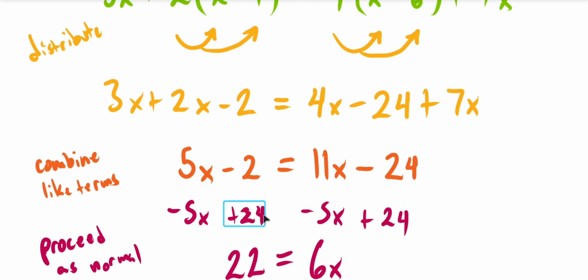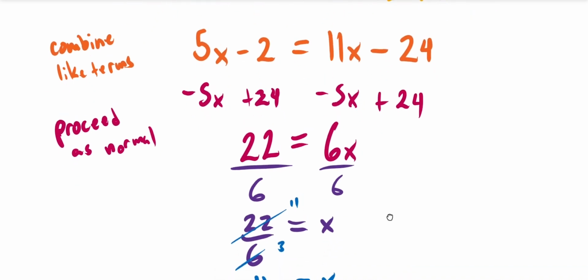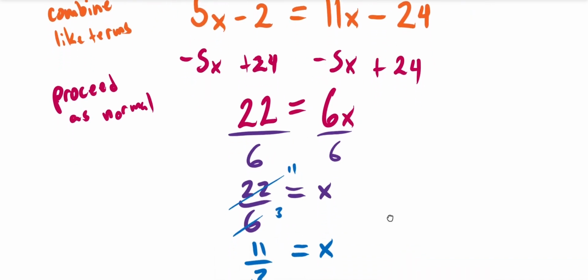Now, notice that this time I just did this in one step. Once you kind of get good at this, you can do that part in one step. Here I get 22. Here I get 6. And finally, we want to divide off that coefficient, reduce that fraction, and that's our final answer.